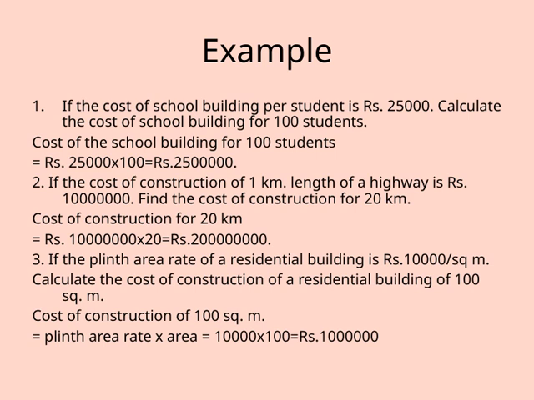Finally, let's consider a residential building. If the plinth area rate is Rs. 10,000 per square meter and the total area is 100 square meters, how do we find the total construction cost? We multiply Rs. 10,000 by 100, which equals Rs. 1 million. The key takeaway here is that understanding these basic calculations allows us to estimate costs efficiently across different projects, connecting the concept of unit rates to real-world applications. This is fundamental to budgeting and planning in construction projects, which ties back to our overall theme of cost estimation.